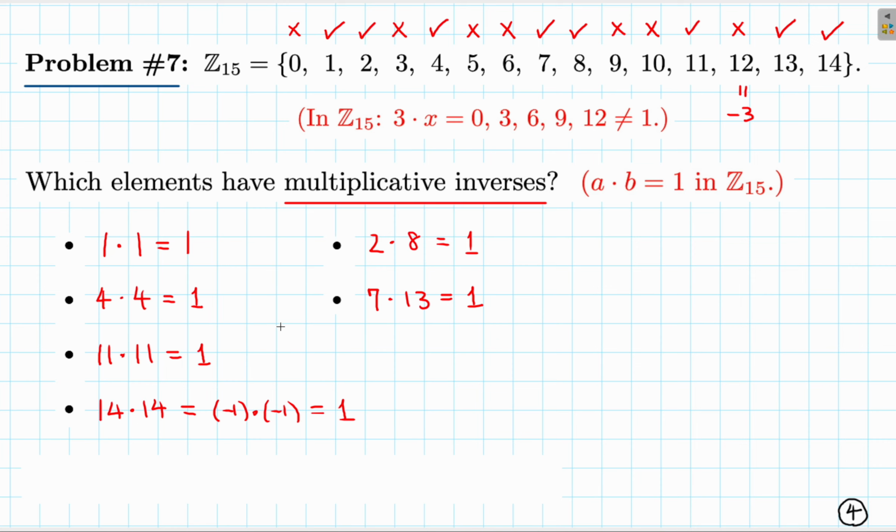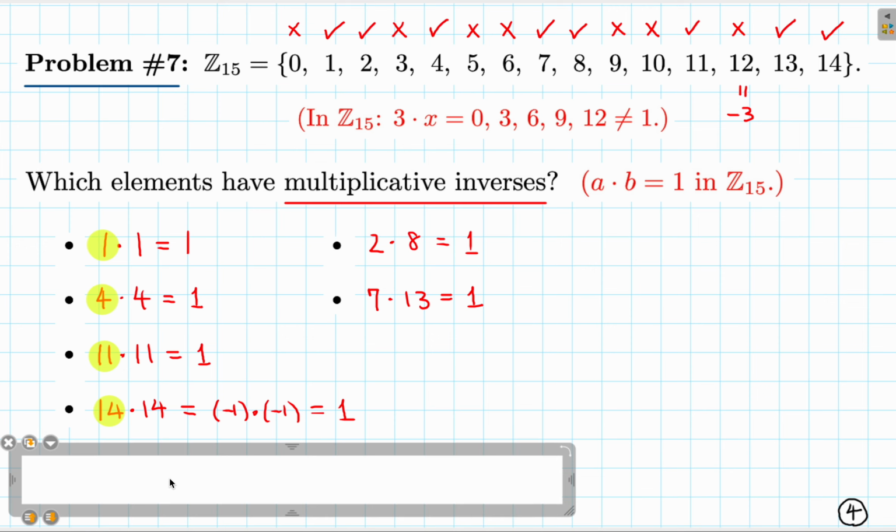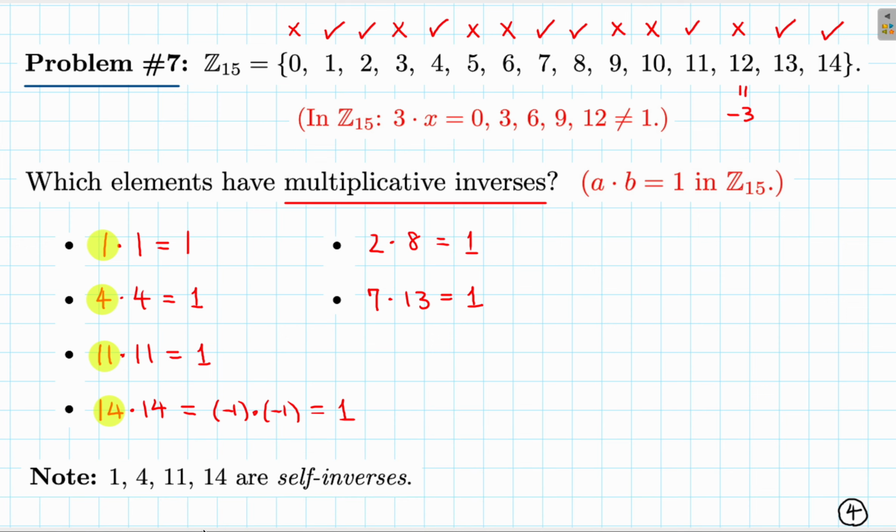But I'd like to highlight 1, 4, 11, and 14. These are elements whose multiplicative inverse is itself. And for that reason, we say that 1, 4, 11, and 14 are self-inverses in Z15. Whereas 2 and 8, that's a multiplicative inverse pair. Neither is a self-inverse because they don't multiply by itself to produce a 1. And so once again, we say that 1, 4, 11, and 14 are self-inverses because its multiplicative inverse is itself.